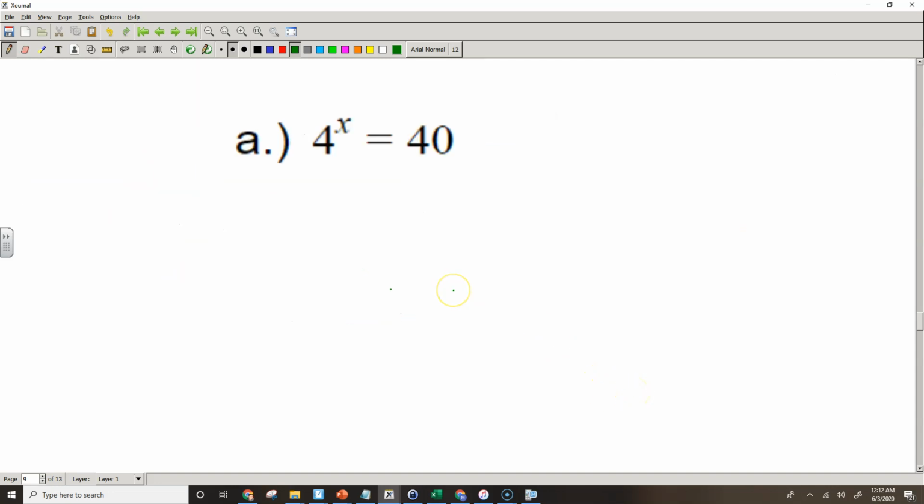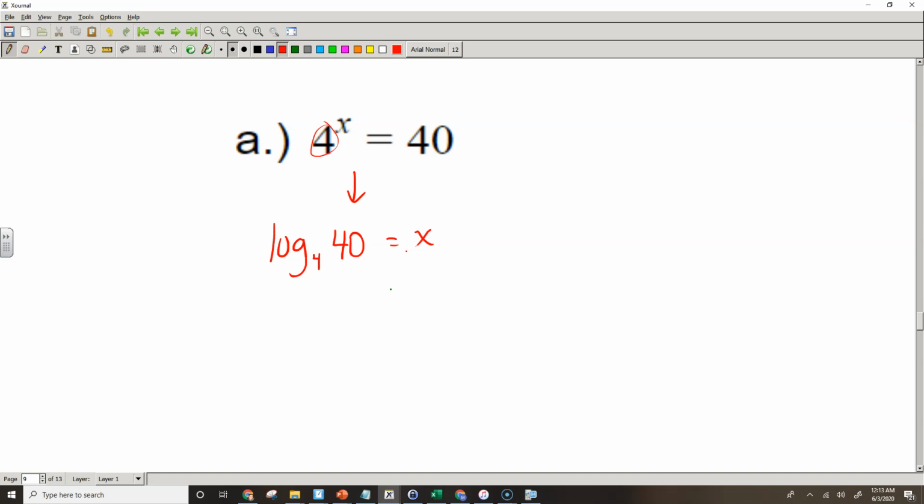All right, let's try another one. So we have an exponential equation here. I'm not going to go ahead and try to make these bases the same. I'm just going to rewrite this in log form again. So I'm going to rewrite this as, I have a base of 4 here, so I'm going to have base of 4 here. Log base 4 of 40 equals x.